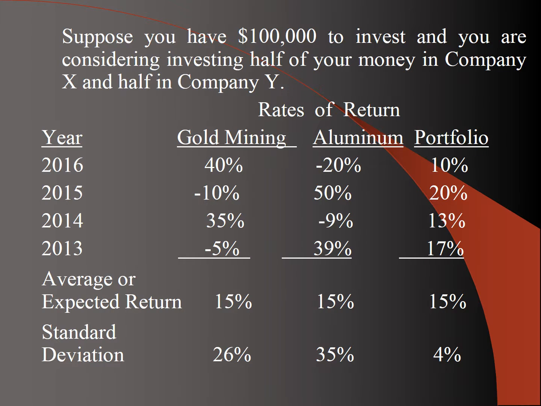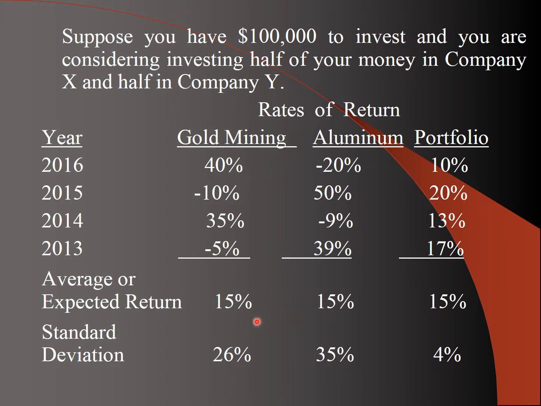So again, here you go. We're looking at the same example, and I went ahead and calculated the standard deviation for gold mining. And the standard deviation for gold mining was 26%. And like I mentioned before, obviously you can tell the standard deviation is going to be large because the returns are all over the place. Same way with aluminum. The standard deviation is large, it's 35%, because again, the returns are kind of all over the place.